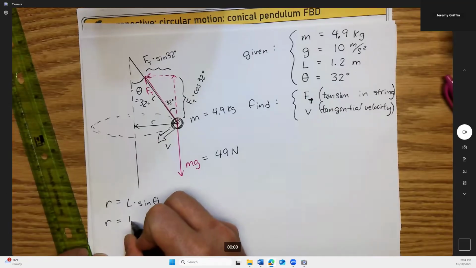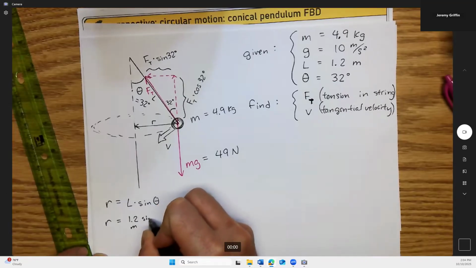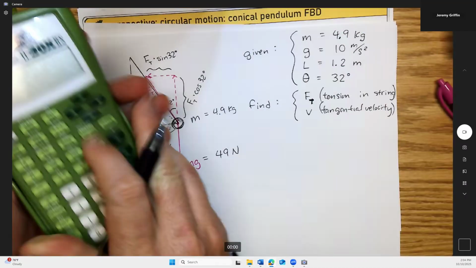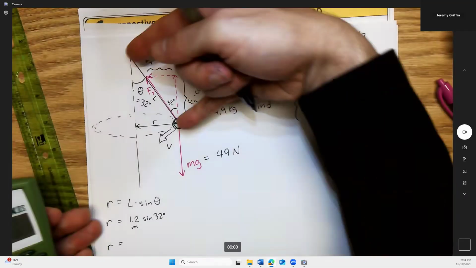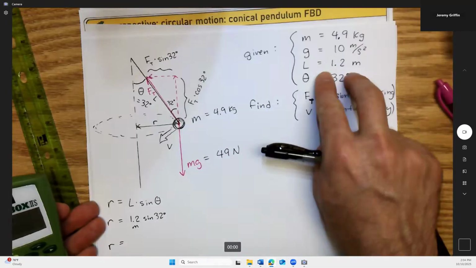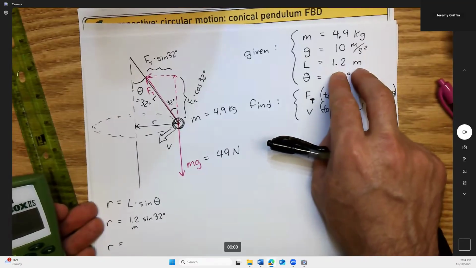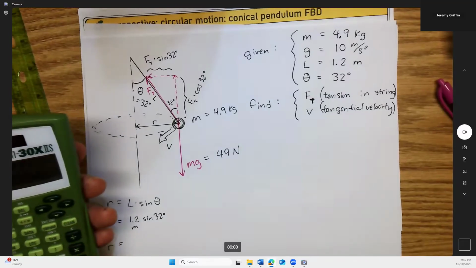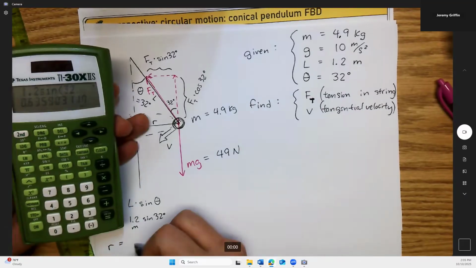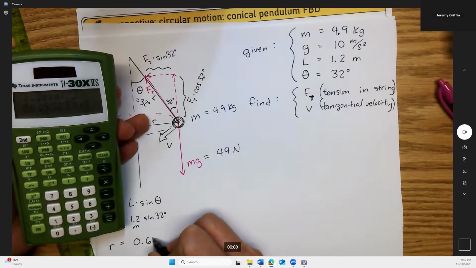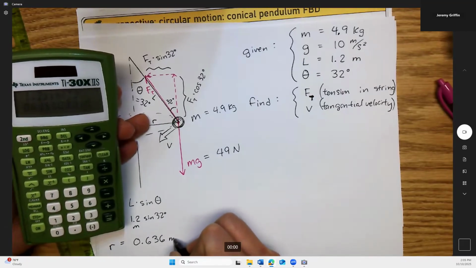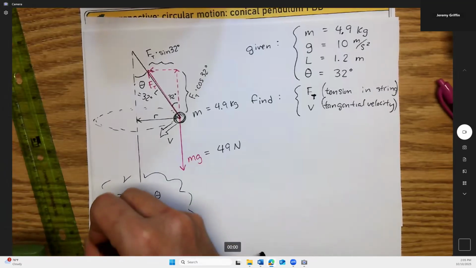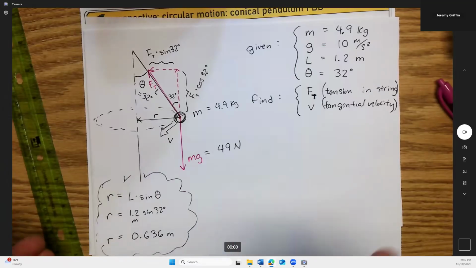Okay, so I know length is 1.2 meters. Sine of 32 degrees. Let's get a hard number on that. The length of what? The length of the string. Yeah, so the length of the string is 1.2 meters. So that's one of your given values. So you have a 1.2 meter long string, a little longer than your meter stick. So with 32 degrees, I'm looking at 0.636 meters. And so I'll put a little thought cloud over here. We're not going to do anything with that quite yet, but we will need that later.